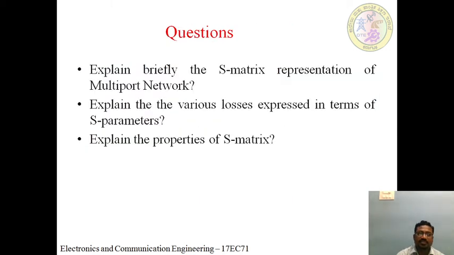Then some of the questions for this session: first, explain briefly the S matrix representation of a multi-port network; second, explain the various losses expressed in terms of S parameters; and the last one, explain the properties of the S matrix. These are the descriptive questions for the topic.